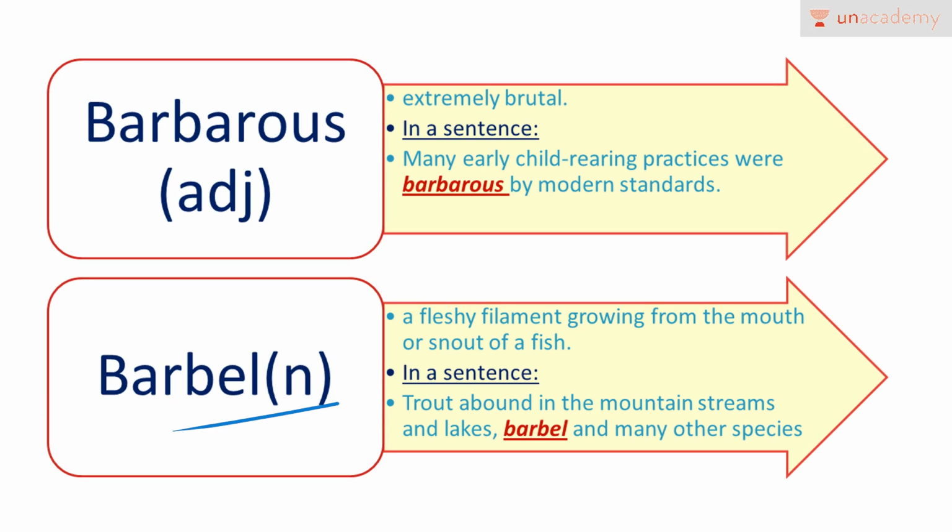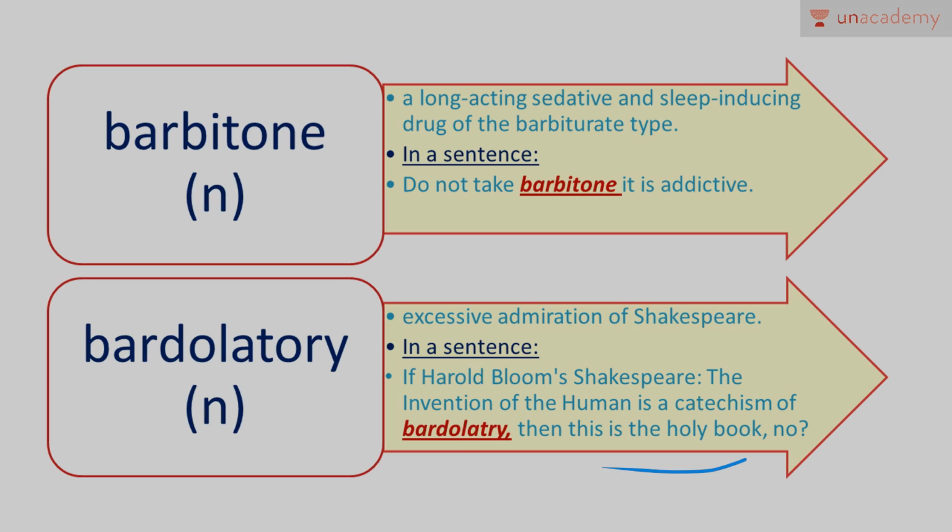Next word, barbel, is a noun. Definition, a fleshy filament growing from the mouth or snout of a fish. So in a sentence it would read, trout abound in the mountain streams and lakes, barbel and many other species.